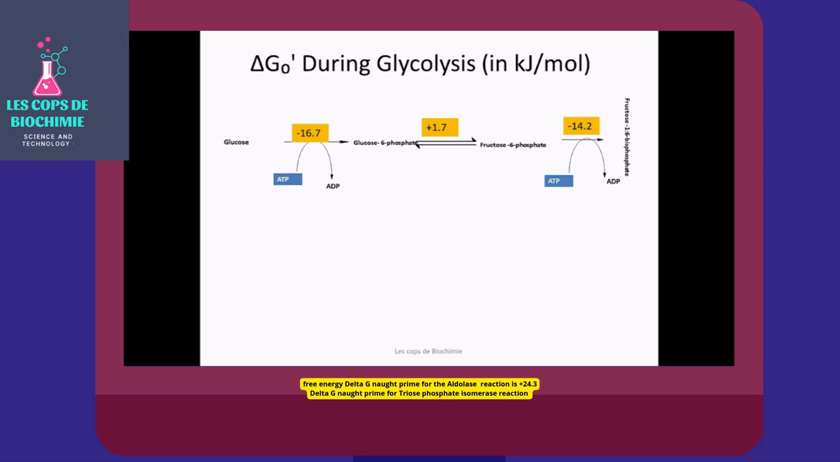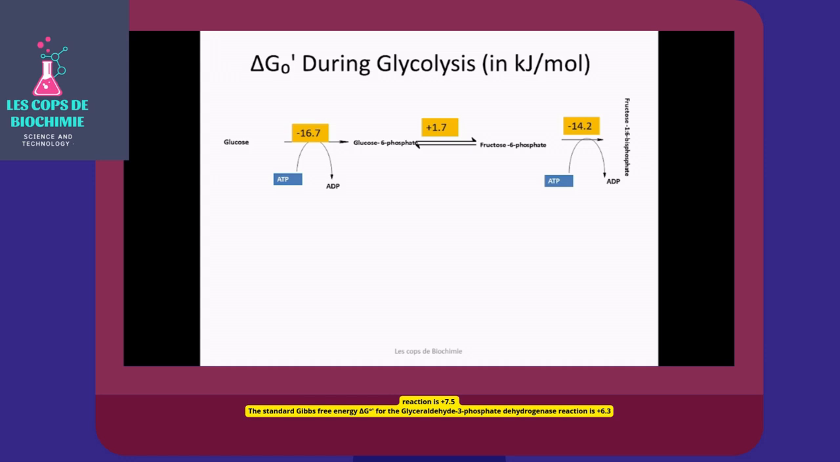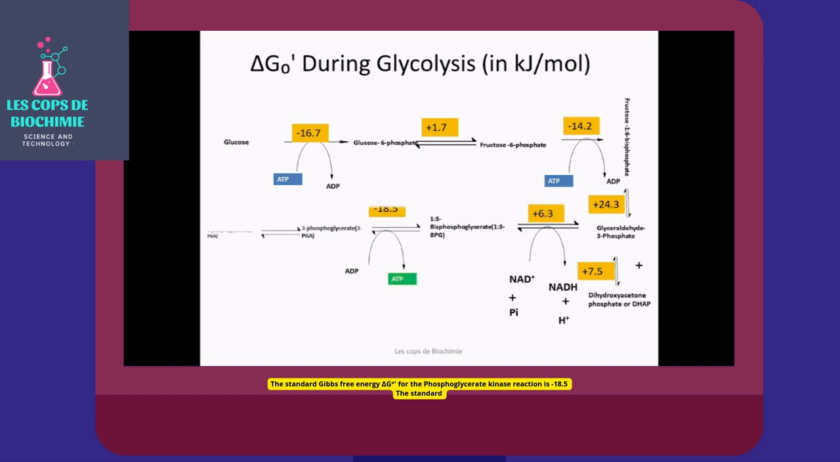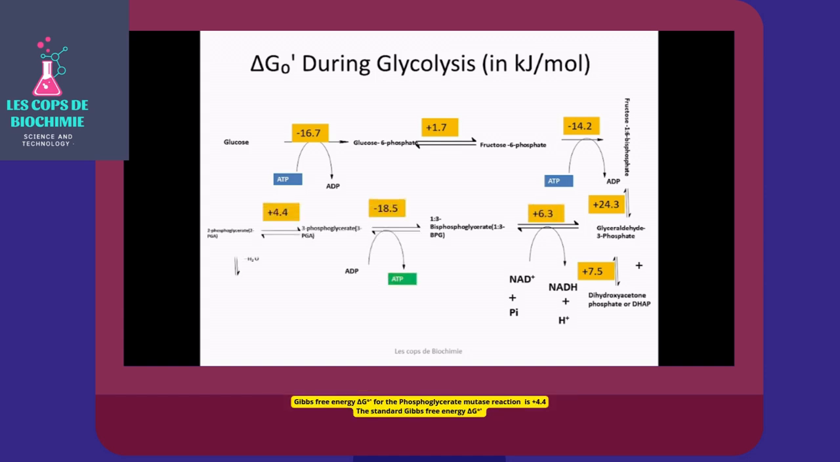Delta G naught prime for the triose phosphate isomerase reaction is +7.5. The standard Gibbs free energy delta G naught prime for the glyceraldehyde 3-phosphate dehydrogenase reaction is +6.3. The standard Gibbs free energy delta G naught prime for the phosphoglycerate kinase reaction is -18.5. The standard Gibbs free energy delta G naught prime for the phosphoglycerate mutase reaction is +4.4.